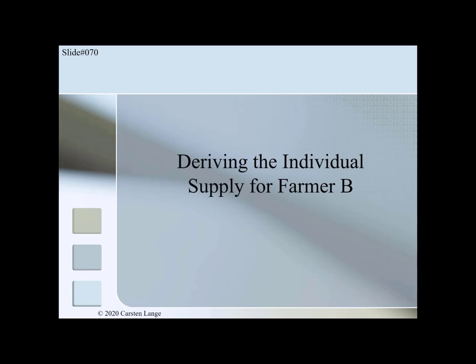In the following slides you will see how the assumed situation will lead to different quantities supplied for different prices, and you will get an idea how the costs of the field influence the supply. We will cover the relation between price, costs, and supply way more detailed in the following chapters. Here we stay with our simplified assumptions and start with deriving the individual supply for one of the farmers, farmer B.